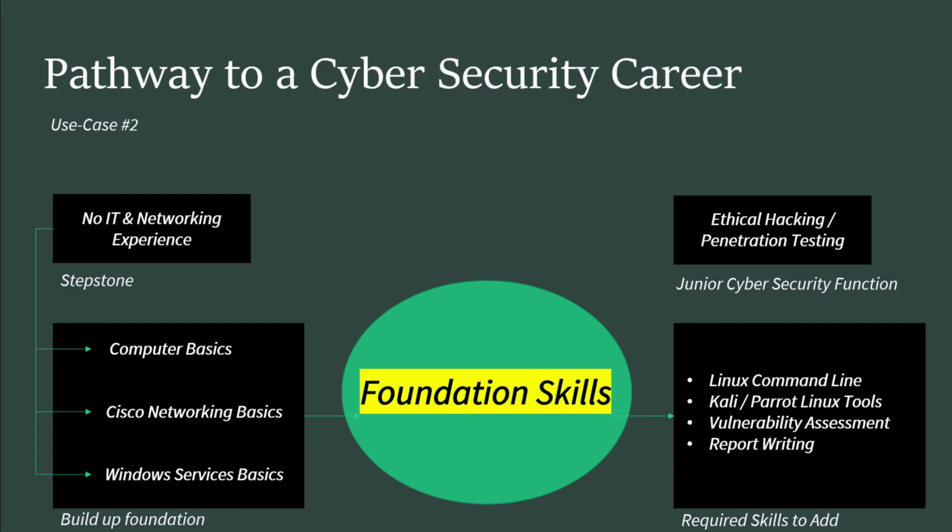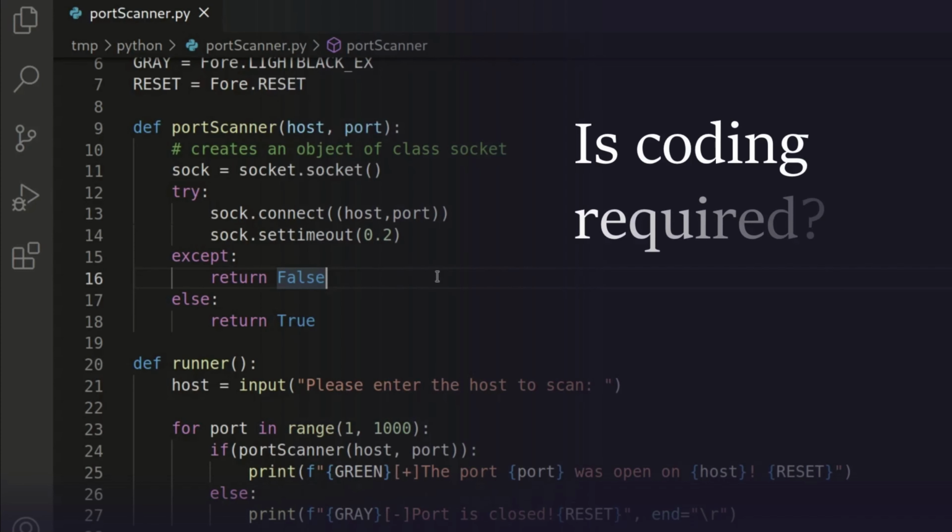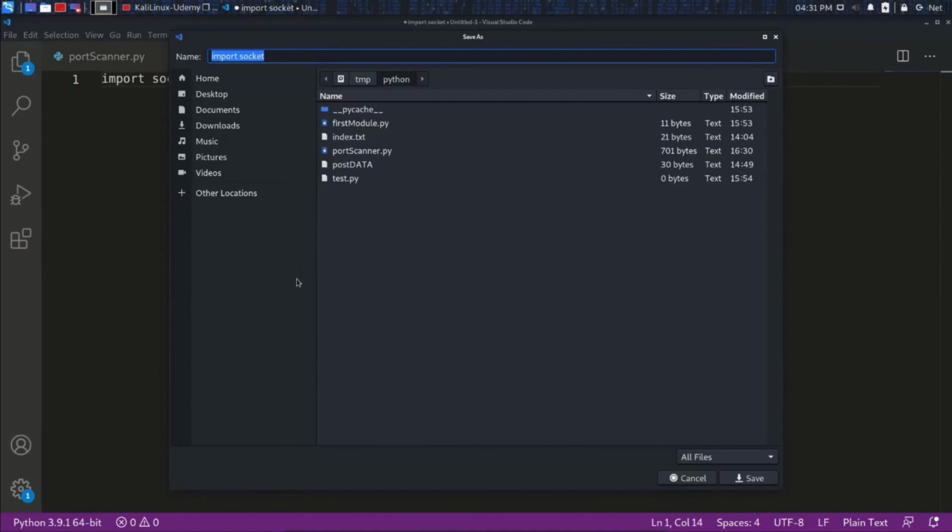Another common question that I always get is if coding is required, right? This is a common question. People ask this question a lot. I would like to get into the cybersecurity field. Do I need to learn coding? The answer would be, it depends.